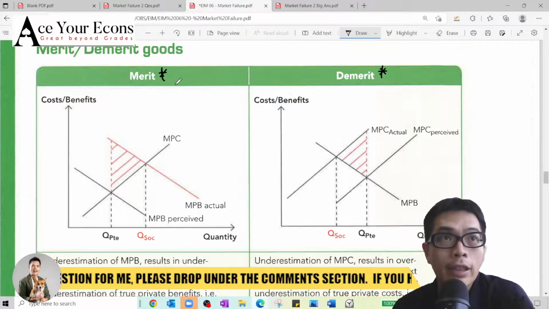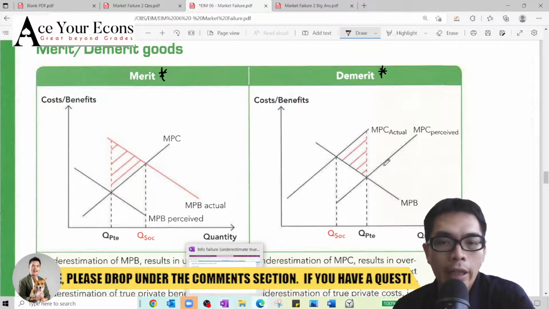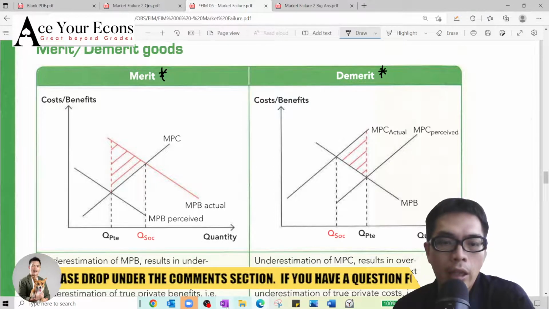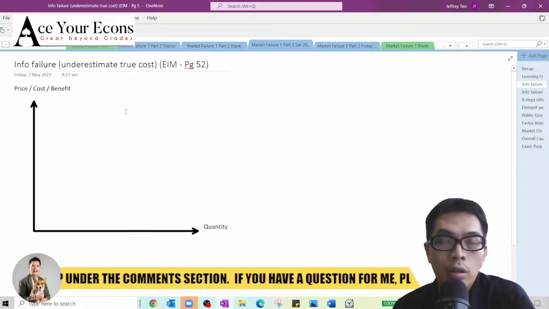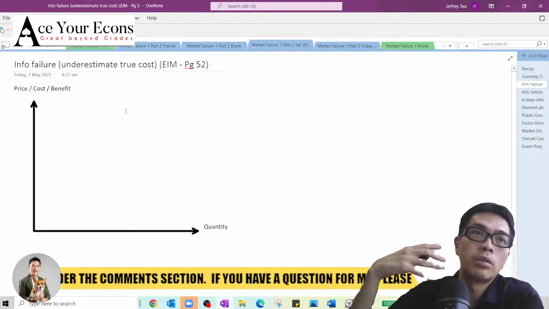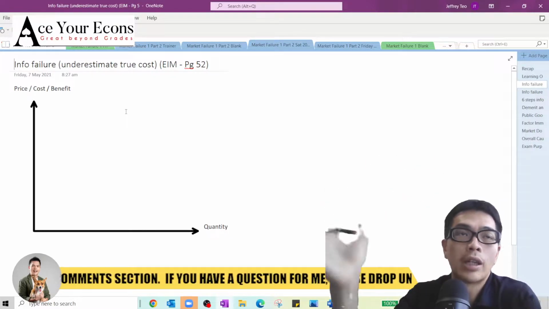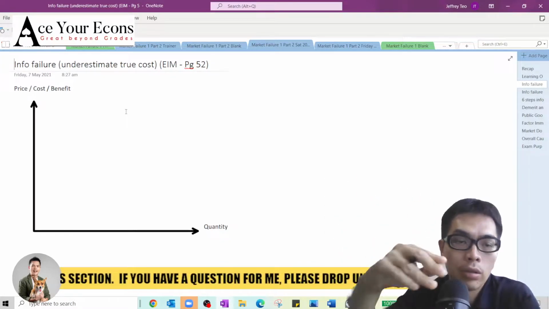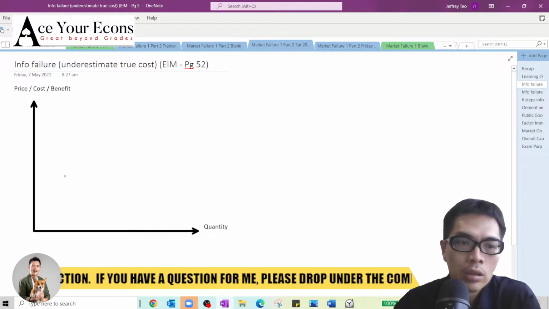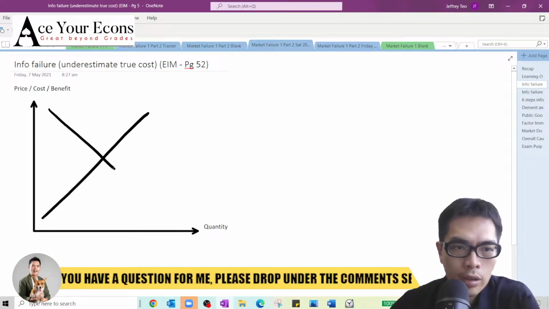There is some disclaimer that I'd like to make here before I move on to these two diagrams. The diagram that you see on the right is what we call underestimation of true cost, or you underestimate the actual cost. True cost or actual cost are used interchangeably, so depending on what your school uses, you stick to that. Now let's go through the same framework again.